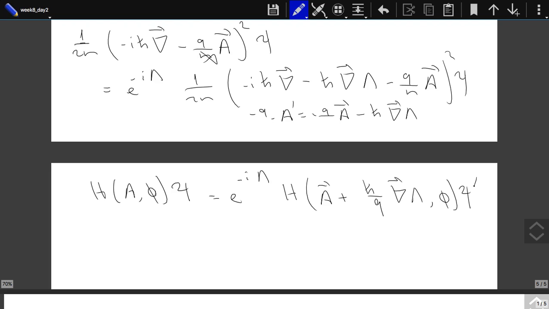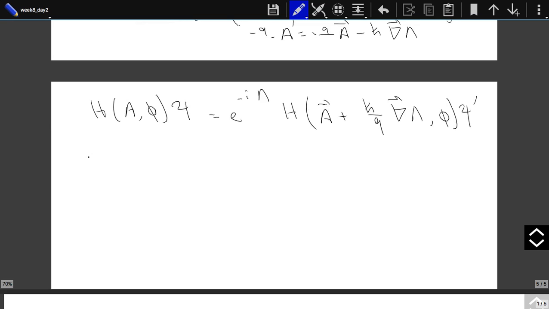Well, this looks like a gauge transformation. And in a moment, it will look even more like the gauge transformation, because if you remember, the gauge transformation also involved the change of phi. But up to this point, it's only the a that we have modified. But let's look at the time dependence.